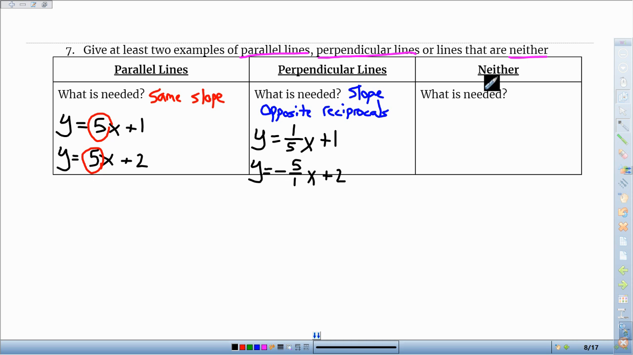For two lines to be considered neither parallel nor perpendicular, you just need to have two completely random slopes. So what is needed? I would just say, let's say different. I don't know if that's the best word. Different slopes.